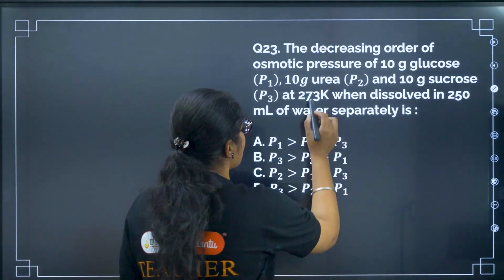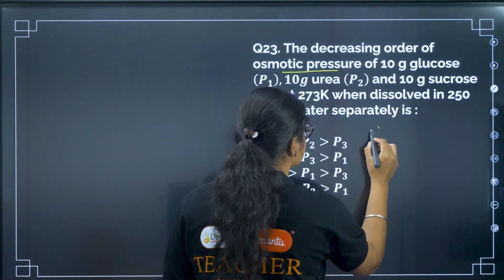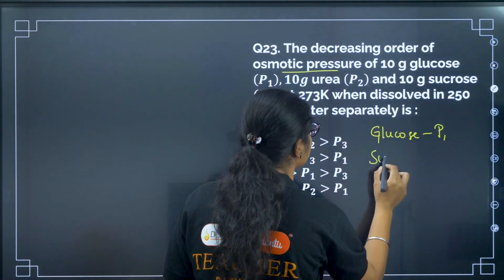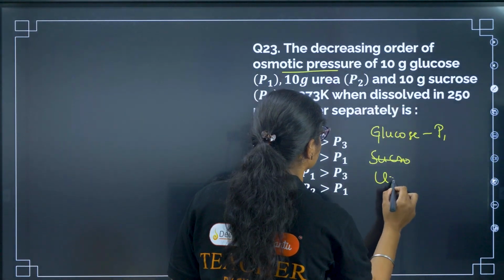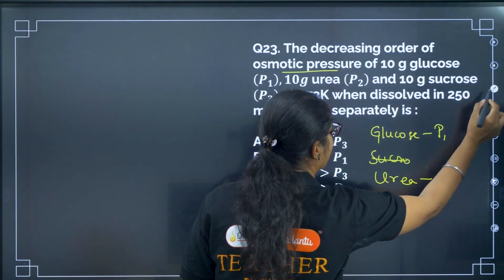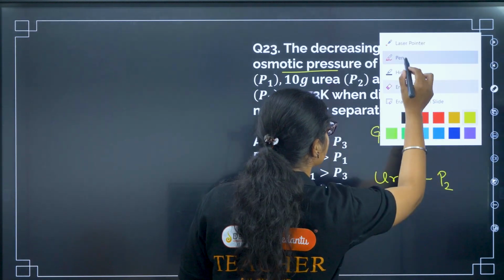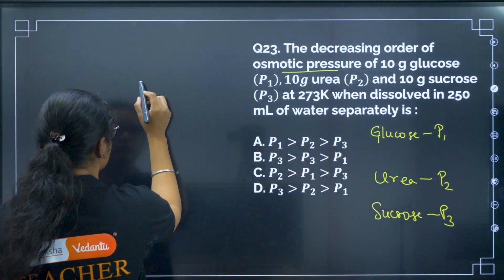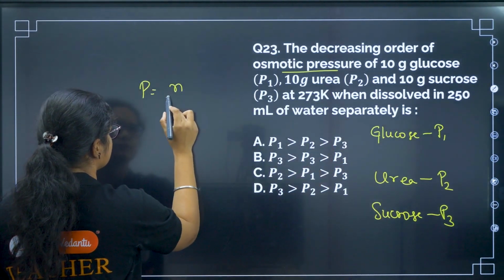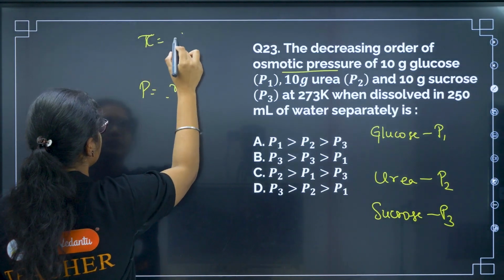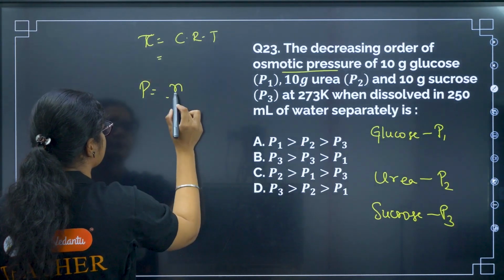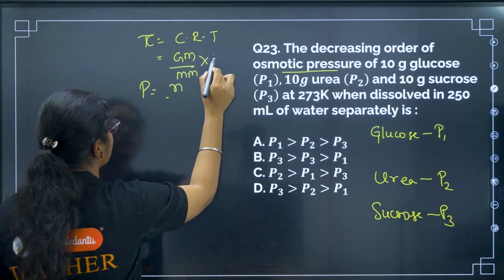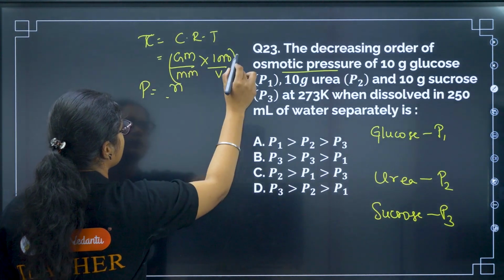Next, the decreasing order of osmotic pressure of 10 gram of glucose. So glucose is taken as P1, right? And then urea is P2, and we have last is your sucrose where it is P3. Okay, osmotic pressure formula, if you remember, pressure is equal to C into R into T. C can be written as number of moles by volume, which can be written as given mass by molar mass, okay, into 1000 by volume, R into T.